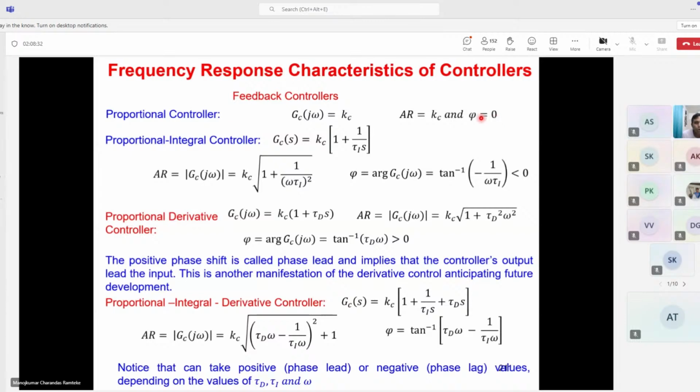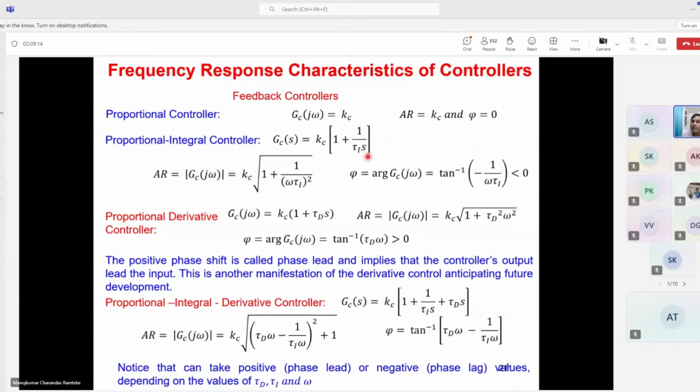Yes, sir. Now look at the proportional integral controller, the PI controller. The PI controller has a transfer function Kc times 1 plus 1 upon tau I s. Now there is an s term here, so I can replace this s by j omega. What am I going to get? Kc times 1 plus 1 upon tau I into j omega. Now j is in the denominator. What do we have to do when j is in the denominator? We have to rationalize, multiplying and dividing by j omega term.